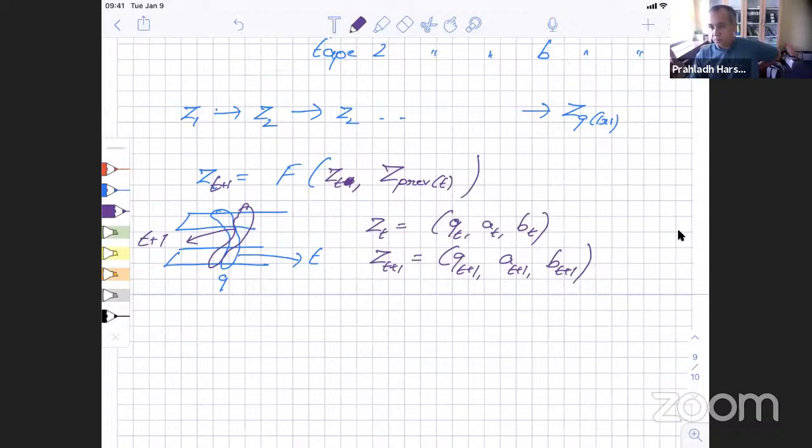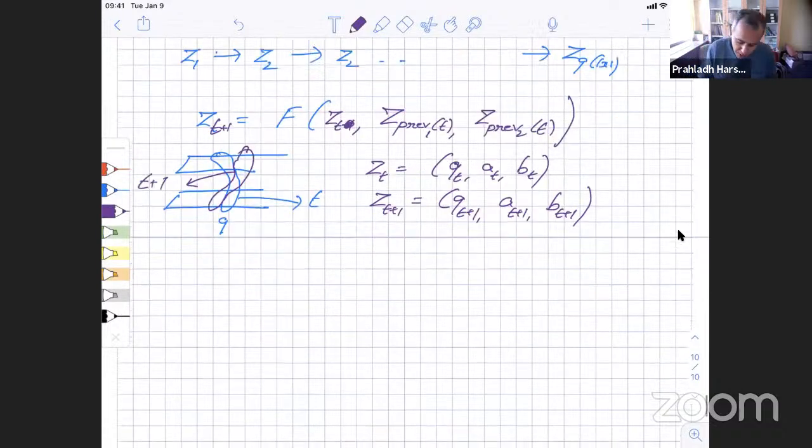Okay. What is Z? I'm going to define what Z prev T is. Let's define Z prev 1T, Z prev 2T. So what do I mean by this? Notice that we made an assumption that the Turing machine is oblivious.